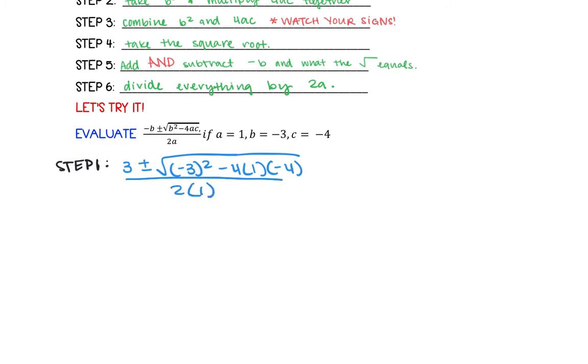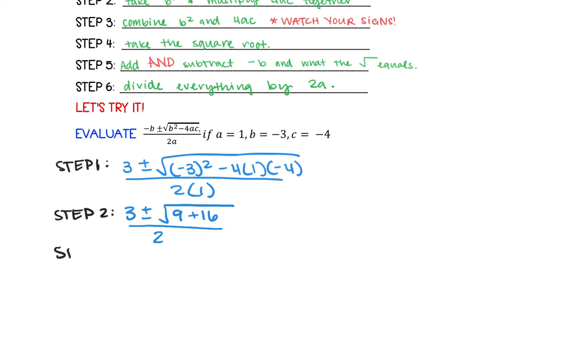Alright, step 2. Okay, so for step 2, we're going to take b squared and multiply 4ac together. So that gives us 3 plus or minus the square root. Negative 3 squared is 9. And then negative 4 times 1 is negative 4. Negative 4 times negative 4 is a positive 16. And then don't forget it's all over 2a. So our 2a is 2 times 1, but I'm going to simplify that, 2 times 1 is just 2.